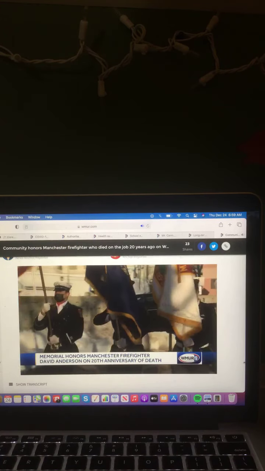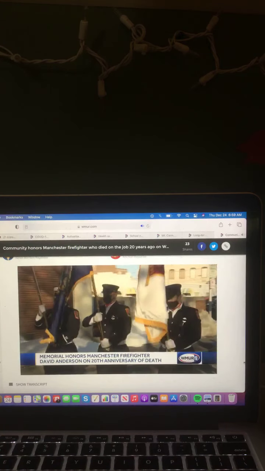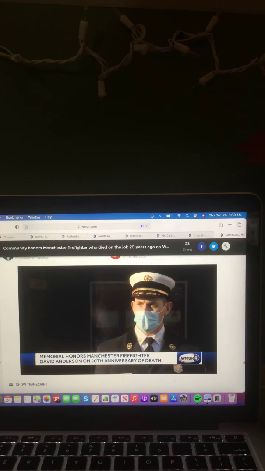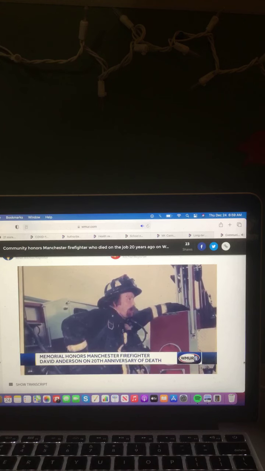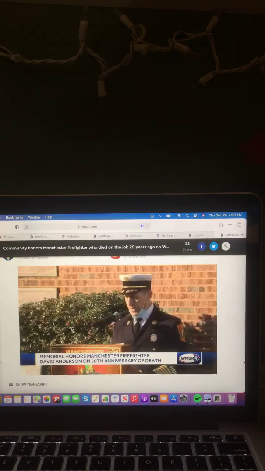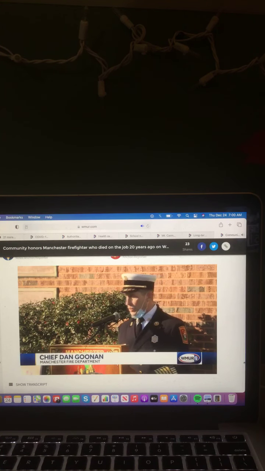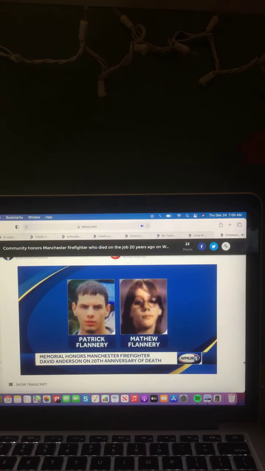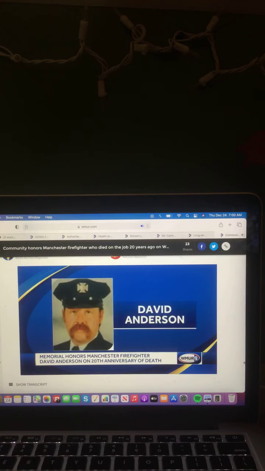On the most somber of anniversaries, firefighters marched together in Manchester to remember one of their own lost 20 years ago. David Anderson answered the call on Engine 11 that day, rushing into an apartment building on fire on Elm Street. Without hesitation or fear for his own safety and fighting heavy fire, smoke, and heat conditions, Dave courageously attempted to save two children who were reported trapped. Dave died in that heroic effort. The two brothers, 12-year-old Matthew Flannery and 17-year-old Patrick, were pulled from the fire but died of their injuries. David Anderson collapsed at the scene from a heart attack, making the ultimate sacrifice.